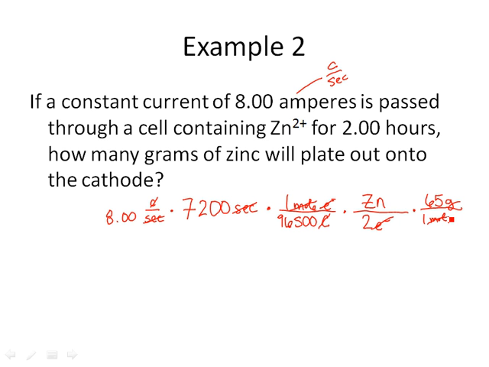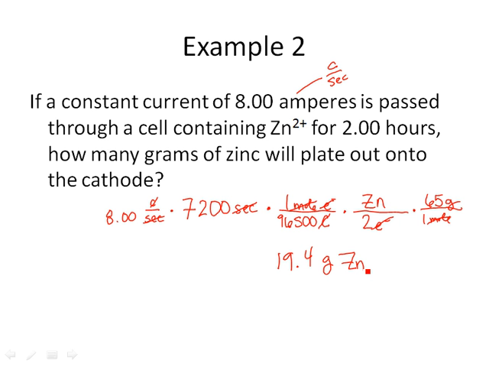So if you use your units, you can tell if you set up the problem correctly or not. So 8 times 7,200 divided by 96,500 divided by 2 times 65. I got 368, so 19.4 grams of zinc. At the cathode, that should be how many grams you lose from the anode, as long as the anode's zinc and not something else.